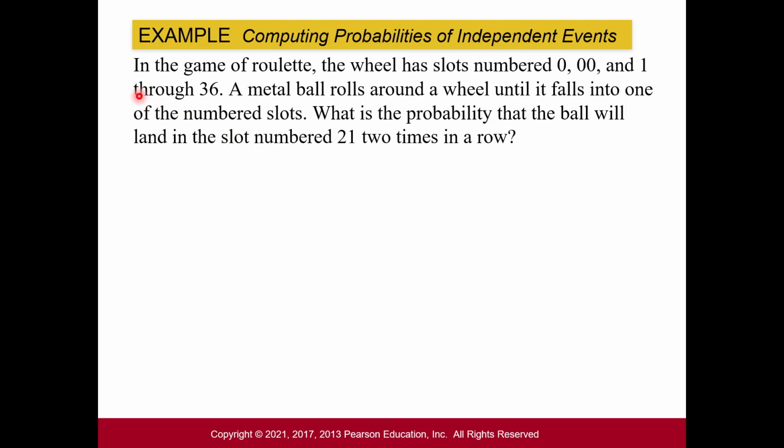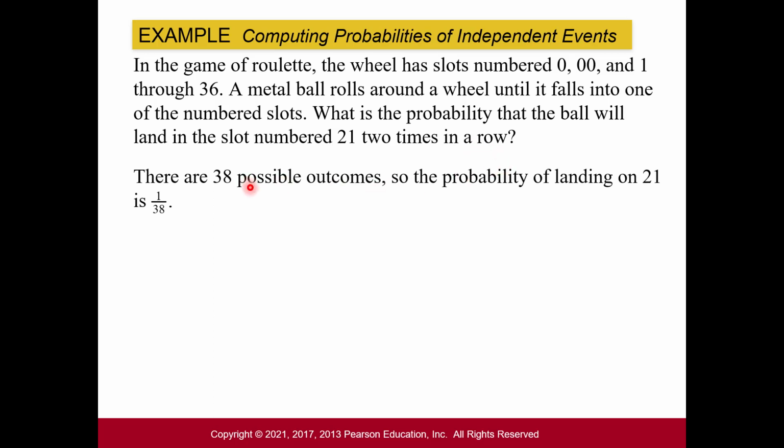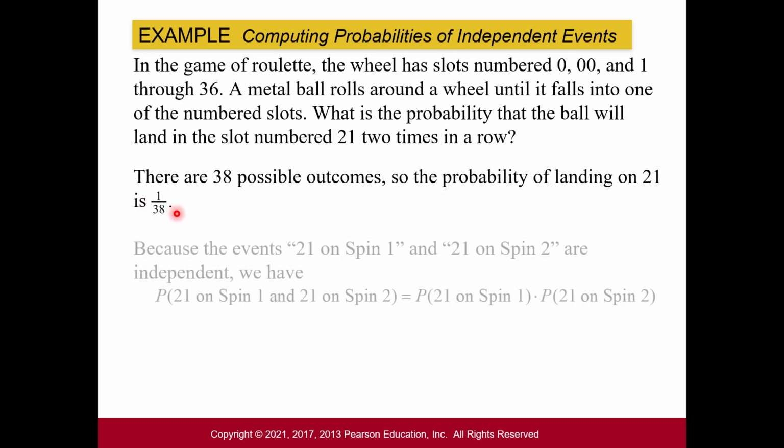So let's take a look at this example. In the game of roulette, the wheel has slots numbered 0, 00, and 1 through 36. A metal ball rolls around a wheel until it falls into one of the numbered slots. What's the probability that the ball will land in the slot numbered 21 twice in a row? Okay, so there's 38 possible outcomes because we had 1 through 36 and then 0 and 00. So the probability of landing on 21 is 1 out of the 38 possible outcomes.